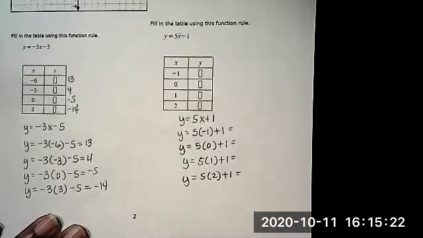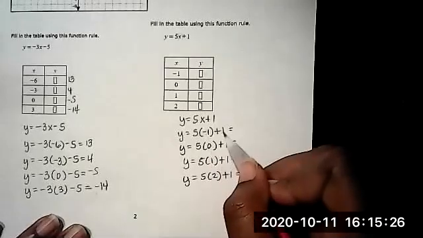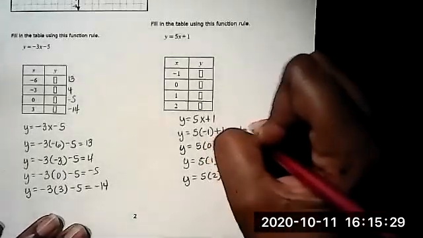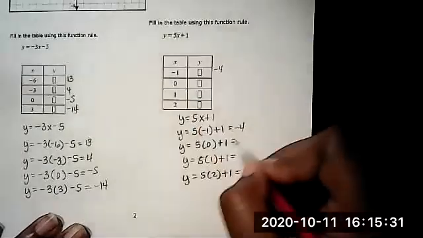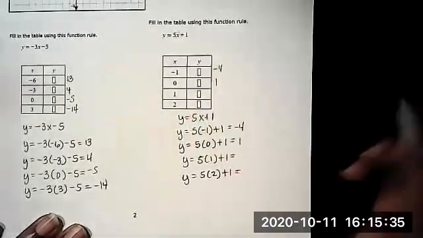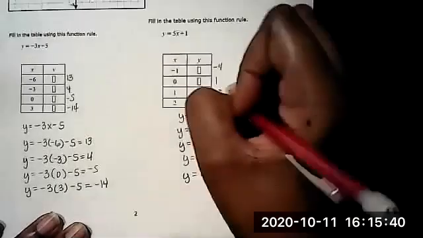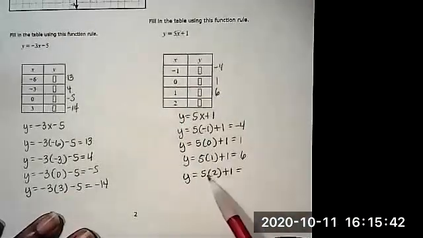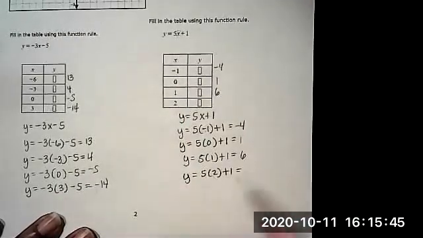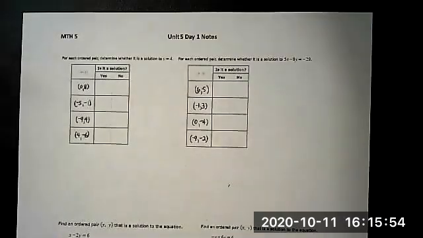Okay, put it in my calculator or in your mind, 5 times negative 1 is negative 5. Negative 5 plus 1 is negative 4. So negative 4 is my answer there. 5 times 0 is 0, plus 1 is 1. Okay. 5 times 1 is 5, plus 1 is 6. So I got that. Again, you can put them in your calculator. 5 times 2 is 10, plus 1 is 11. I'm good with you putting it in your calculator. Don't be ashamed. Put it in there. Get the answer correct.